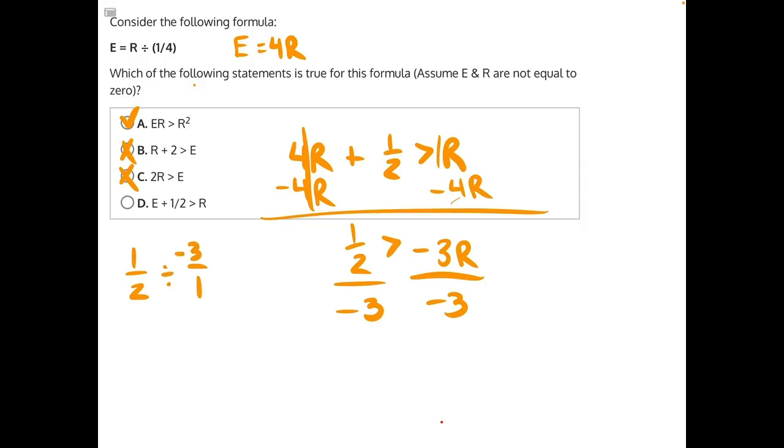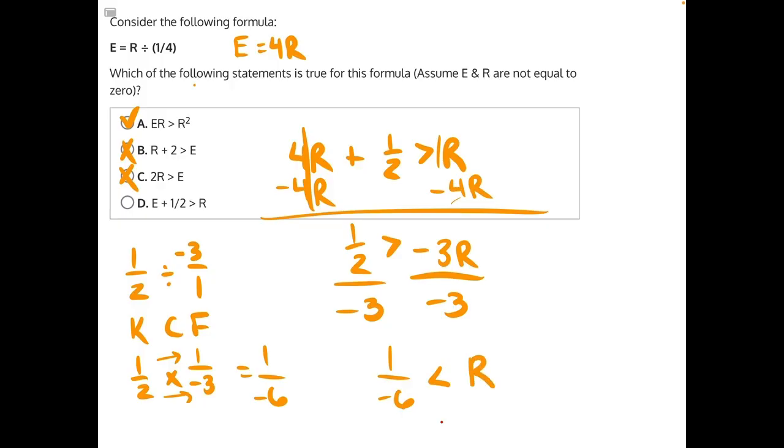Let me make that negative. We'll need to keep our first number the same, change the division to multiplication, and flip our fraction to be 1/3. Then we can multiply straight across. 1 times 1 gives us 1. 2 times -3 gives us -6. And therefore we have 1/6 is less than R. And be very careful here.